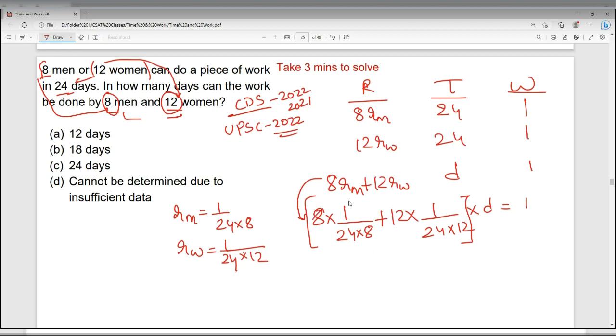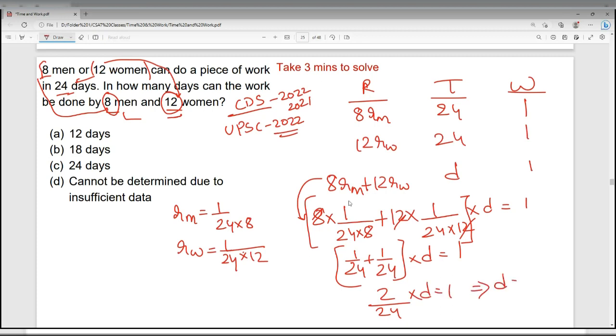And then we have 8 and 8 cancel, 1 by 24 plus 12 and 12 cancels, 1 by 24 into D is equal to 1. This is 2 by 24 into D is equal to 1. This implies D is equal to 24 by 2, that is equal to 12. The correct option is option A.